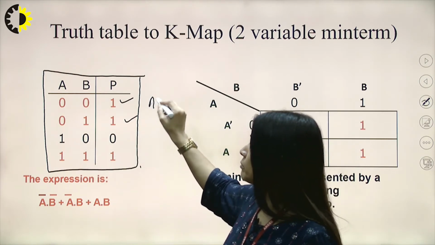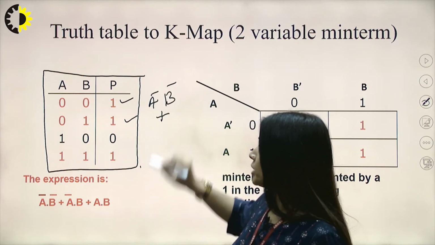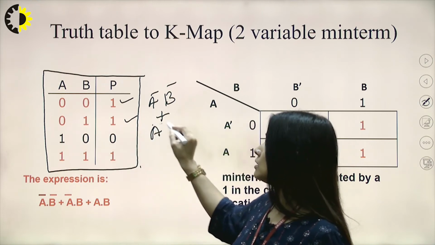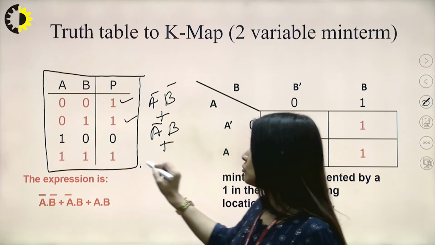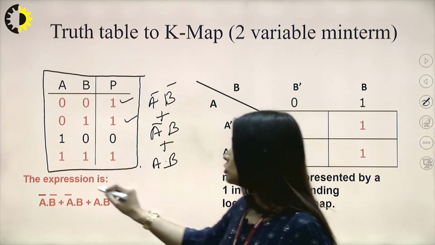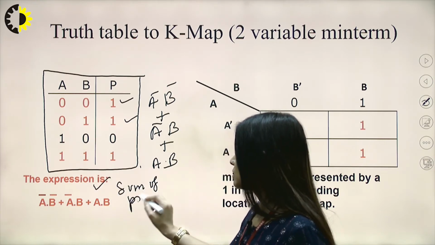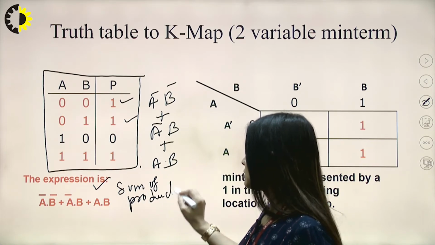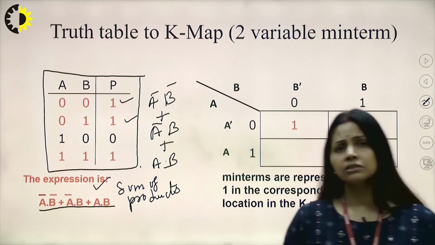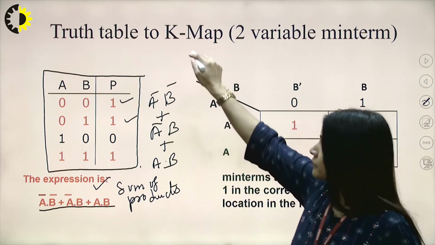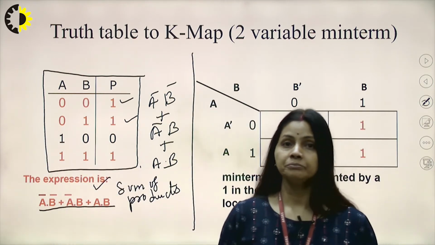That means A bar B bar is to be added with A bar B, and for the SOP expression I am writing, plus A into B. So the expression in sum of product form is A bar B bar plus A bar B plus AB. Just looking at the truth table, I can write the expression directly from the truth table.